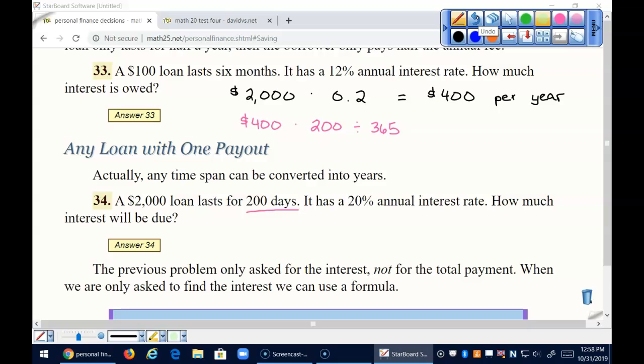Okay, so what is this? 400 times 200 divided by 365, so about $219.18. I shouldn't be quite so cavalier with my order of operations. If the division sign was in the middle, it would mess us up, and we'd need parentheses, but it's at the end on the right, so we're okay.